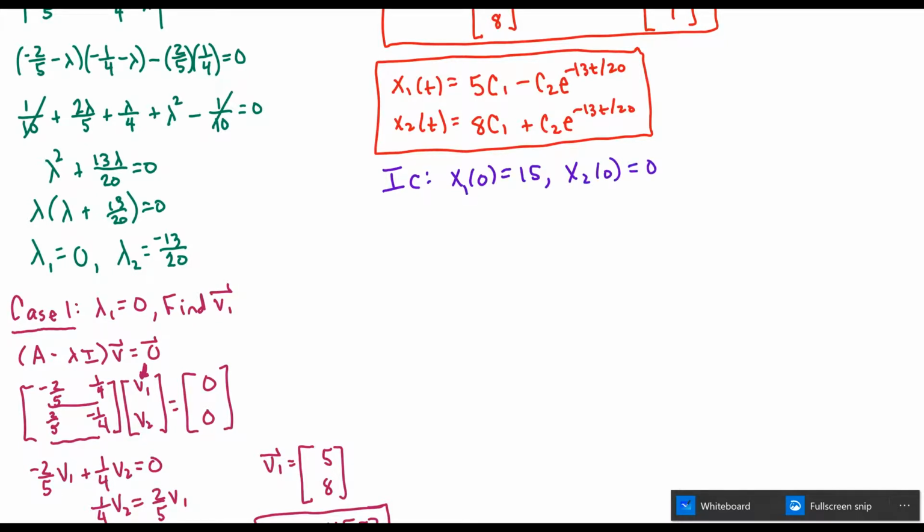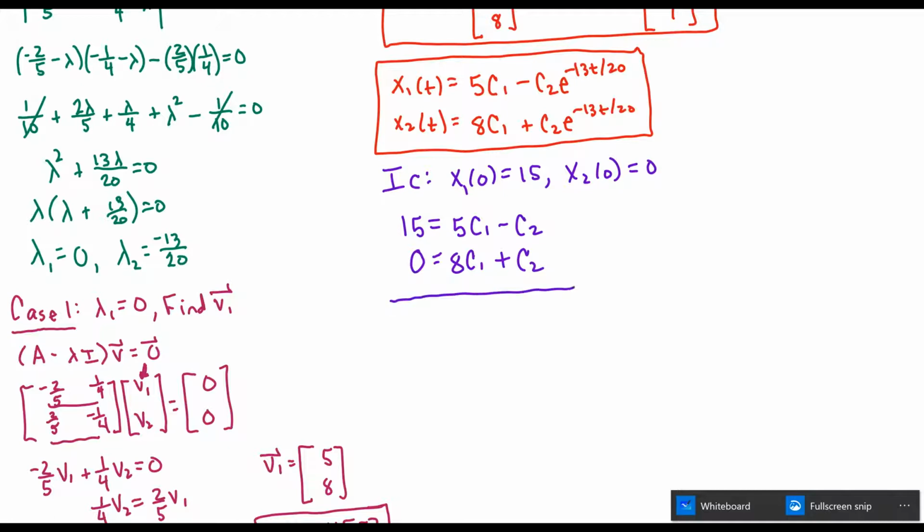Working with our first initial condition, I'm going to set x1 equal to 15, and plug 0 in for t. That's going to give us 5c1 minus c2. Setting our second equation equal to 0 and plugging 0 in for t, we end up with this equation right here. You can solve this with RREF on your calculator, but also remember you're free to do the algebra. This one is a piece of cake with the algebra.